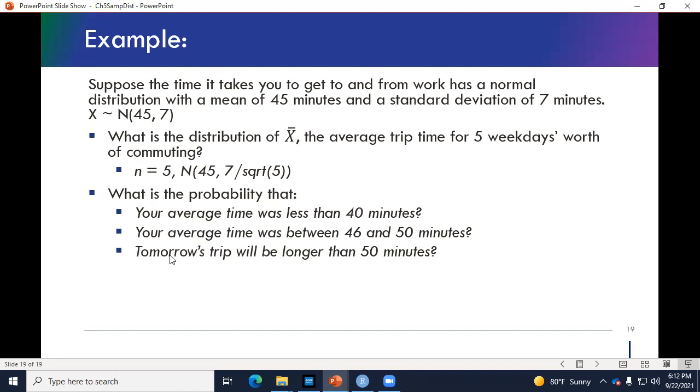And now this one is a bit different. It's asking about the probability that tomorrow's trip will be longer than 50 minutes. So it's no longer asking about the average. It's asking about X instead of X bar here. So when it refers to average, you know it's asking about the sample mean, it's the X bar. But here it didn't say anything about the average. It means it's asking for your data X. So this is asking for the probability of X greater than 50.